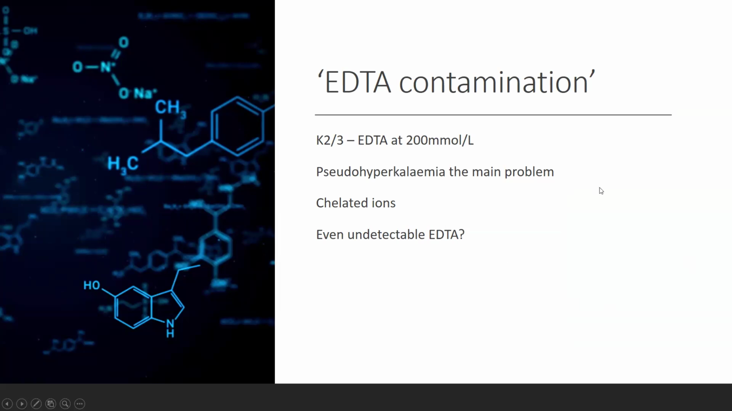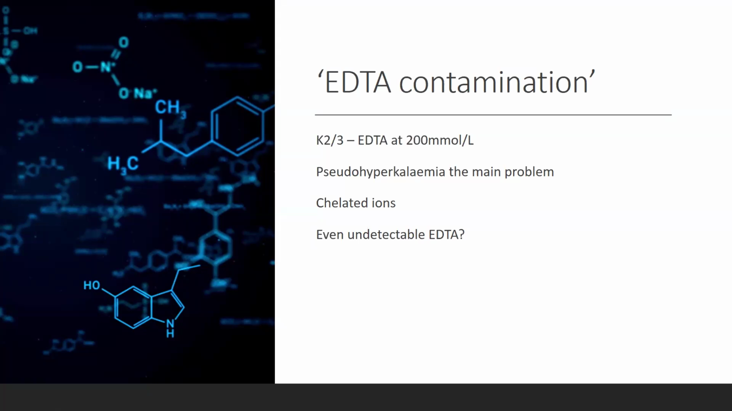So the most common is probably taking the potassium EDTA before the serum sample. Now, if the concentration of potassium 2 or 3 EDTA in the additive is around 200 millimoles per liter, then the concentration of potassium in the additive is around 400 to 600 millimoles per liter. So even the smallest contamination of the vacutainer needle is enough to falsely elevate the potassium in the serum sample, and this is known as pseudo-hyperkalemia, falsely high potassium result.